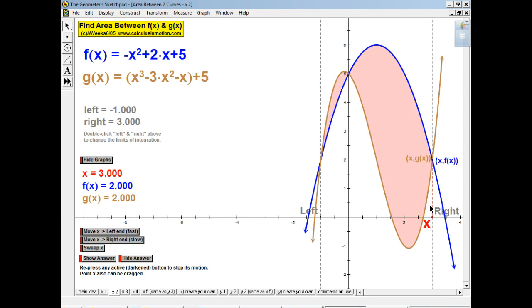Okay, so if you didn't hear that, Pablo said, well, could we break this up into two integrals? So the first one would go from -1 to 0, and it would be g of x minus f of x. And the second one would go from 0 to 3, but in this case, it would be f of x minus g of x, and that's exactly what you would do. You would have to break it up into the two separate integrals and then take the sum of those.